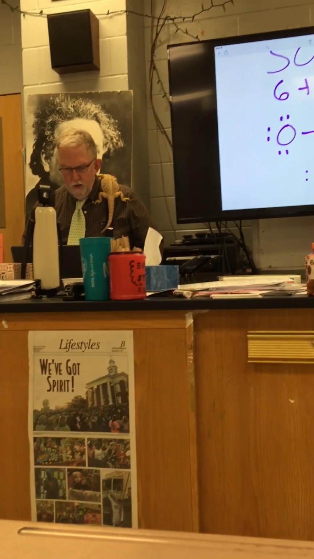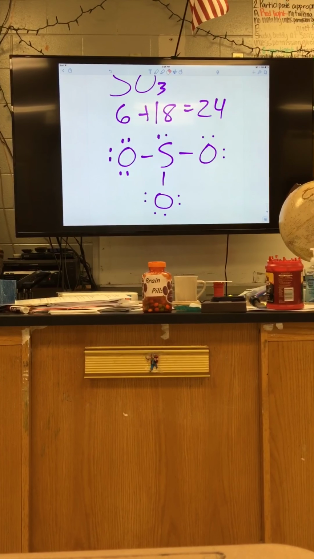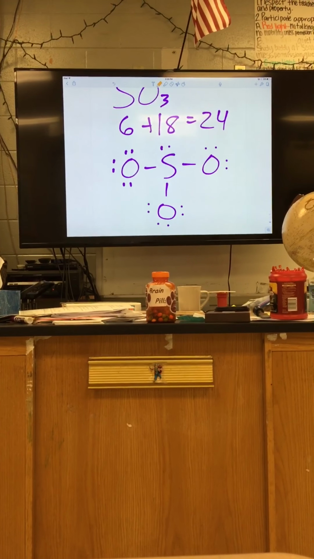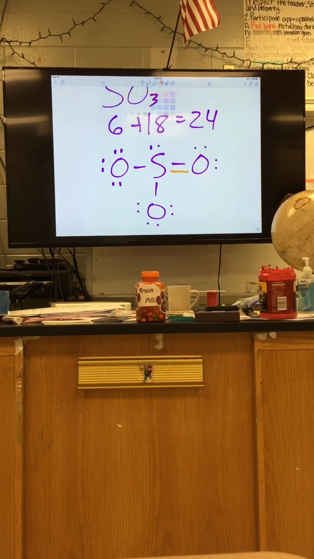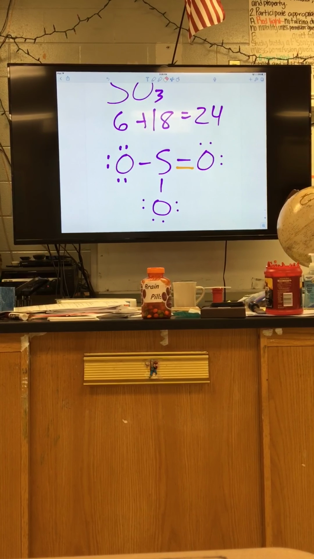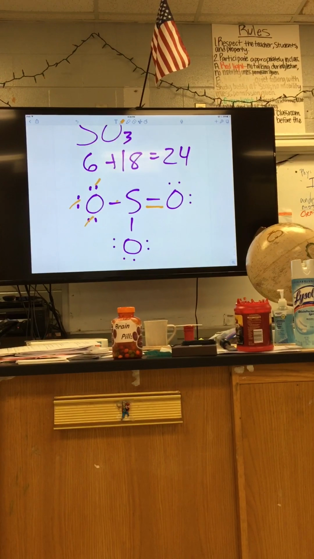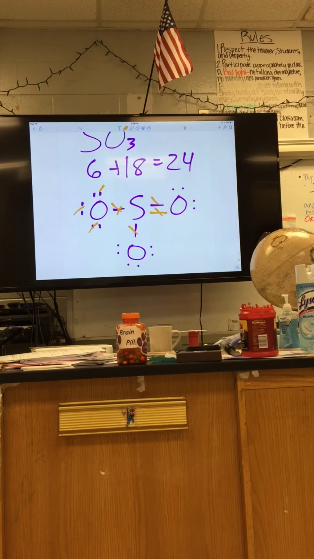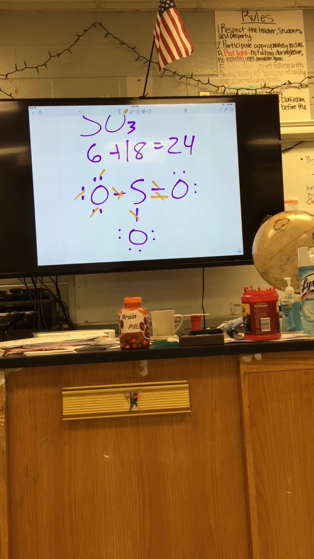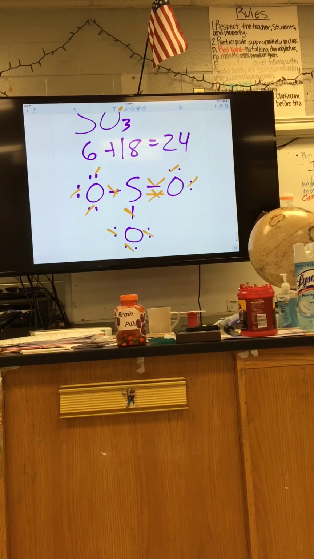And I'm going to change this, take this away, and make a double bond here, which means I'm going to have to take this other one away, this right here. So now, let's count them again: 2, 4, 6, 8 around oxygen. We have 2, 4, 6, 8 around sulfur. We got 2, 4, 6, 8 around that oxygen. We have 2, 4, 6, 8 around that oxygen.